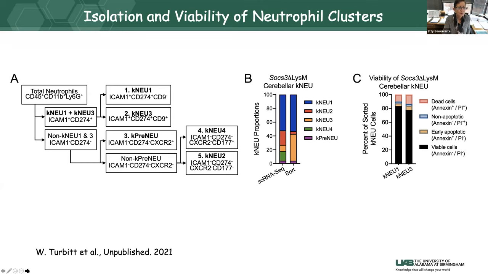And so starting off with total neutrophils as shown in A, based on some of the transcriptional data, he's developed a scheme to enrich for the five different neutrophil clusters. And so what's shown in panel B is the result of that sort. And what you can see is that he actually was able to enrich for the KNU1 cluster in blue and the KNU3 cluster in orange, as shown there.